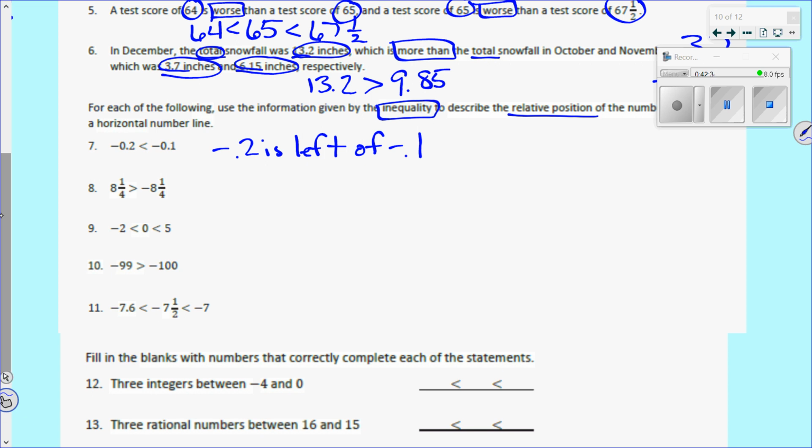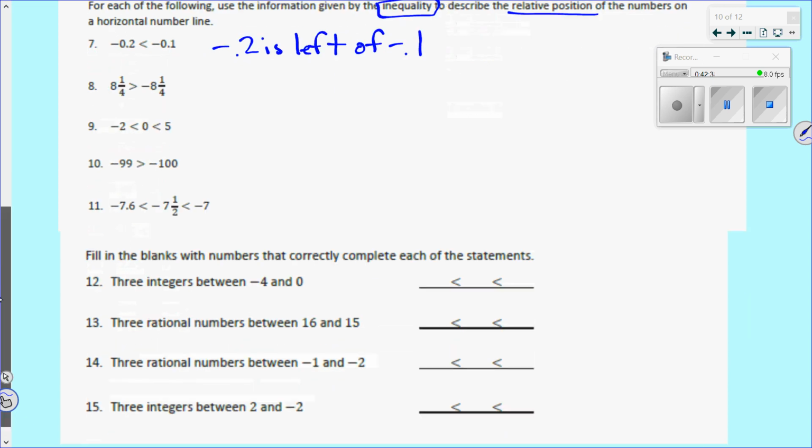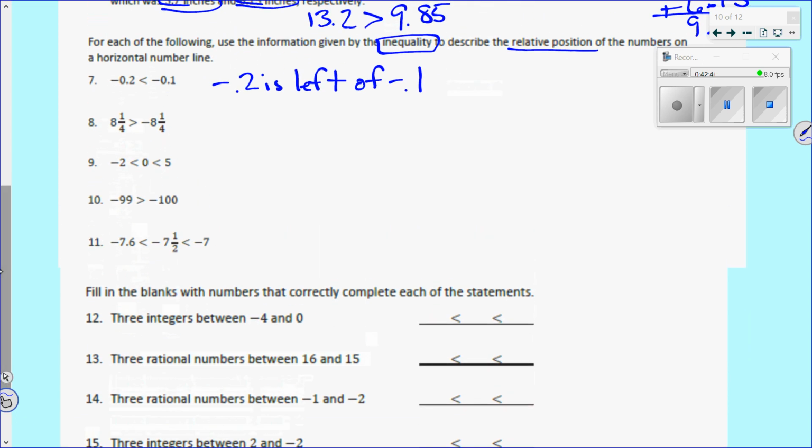Let's just take a nap. Oh, that sounds so beautiful right now, but I can't. We still got 15 problems to get through.